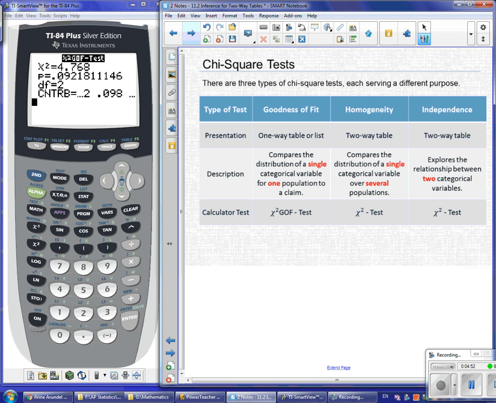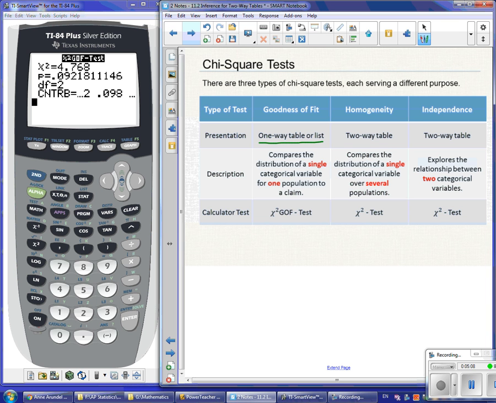Okay, so there are essentially three types of chi-square tests. We've got the goodness of fit test, and usually with a goodness of fit test, you can label or organize your data in a one-way table or in a list.